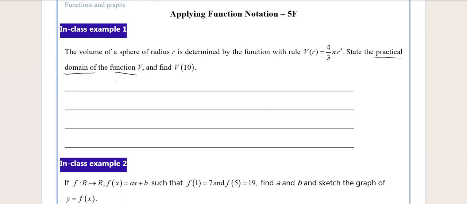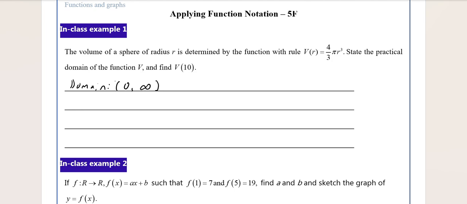What we can see is that it's the volume of a sphere. So what you would expect is that if r is the radius, it's got to be bigger than 0. Otherwise, it doesn't make much sense that it's even a sphere. So what we can say is that the domain would have to be at least 0, or have to be bigger than 0. If the radius of the sphere is 0, there's no sphere. So the domain would have to be 0 or bigger.